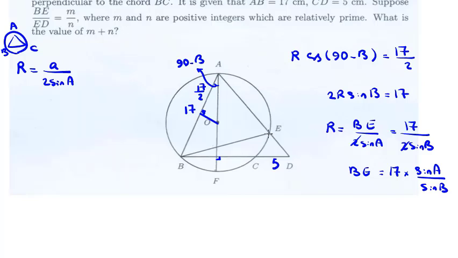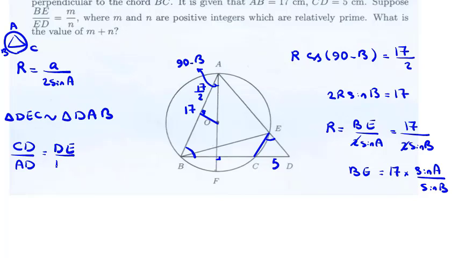In this triangle, we draw this line and we can easily prove it because it is a cyclic quadrilateral. Angle A is CB, this plus this is 180, this plus this is 180, so it is equal to this. So we can say triangle DEC is similar to triangle DAB. And then we say, CD over AD equals DE over BD.